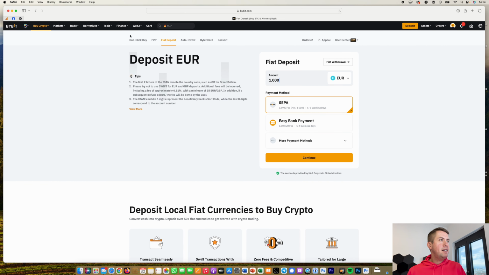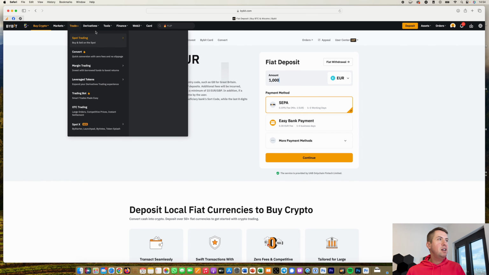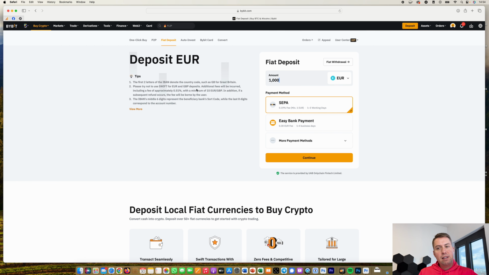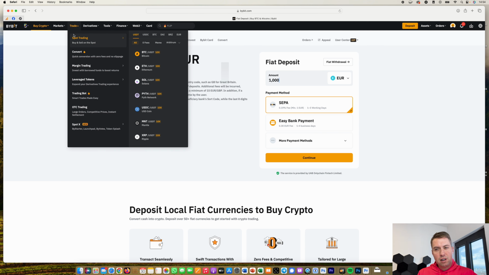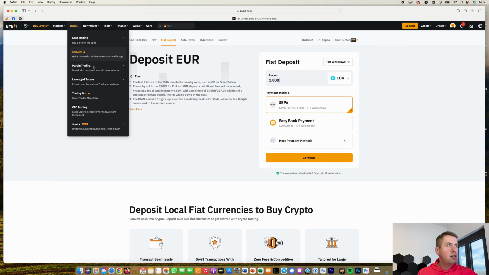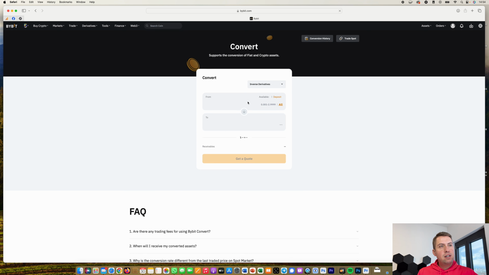Okay, once you have done that, the next thing we can do is exchange that money that we just deposited into USDT, because most contracts here are traded against USDT, and there are several ways to do that. You can either convert that. So here you select your funding account, and you can select Euro, for example, and then convert that into USDT. It's pretty straightforward.